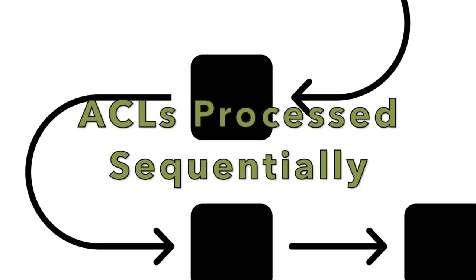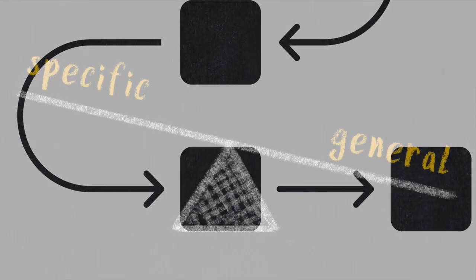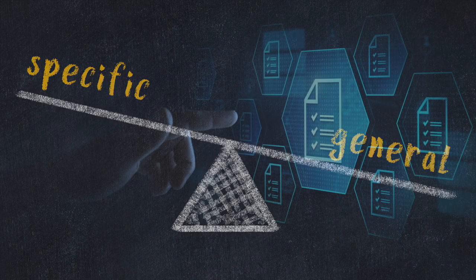When configuring ACLs, it is crucial to consider their order and placement. ACLs are processed sequentially, so the order of rules matters. Typically, the most specific rule should be placed at the top, followed by more general rules at the bottom. This ensures that packets are matched against the appropriate rules and prevents unintended consequences.